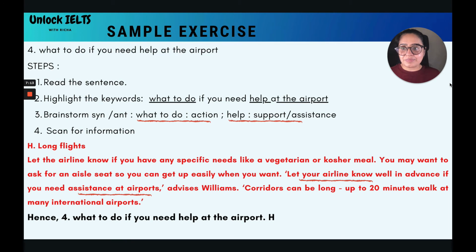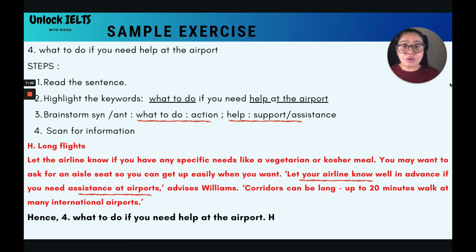So let's start. The steps involved are: you need to read the sentence, and you need to highlight the keywords, as I have done here: help at the airport. We need to brainstorm all the synonyms. For the phrase what to do, I may expect to see some kind of action in the paragraph. For the help, I may expect to see words like support, assistance.